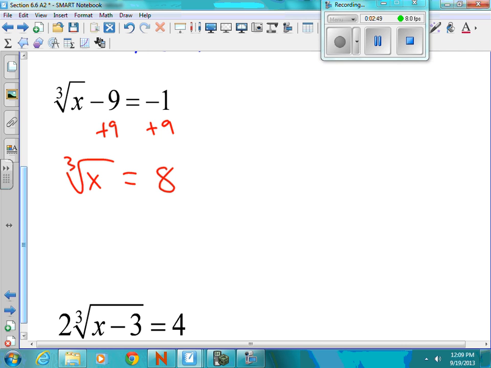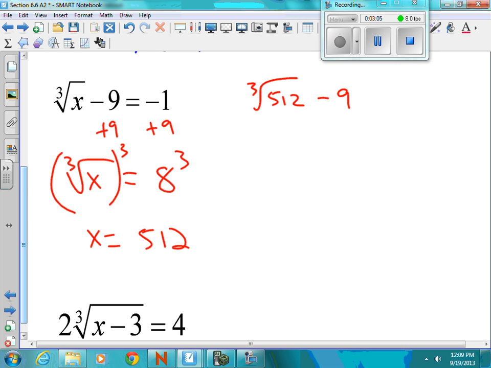Now we can cancel out that cube root part, which is cubing. 8 to the third power is 512. Okay? Plug that back in to the equation to check. The cube root of 512 minus 9, does it equal negative 1? The cube root of 512, well, what is the cube root of 512?